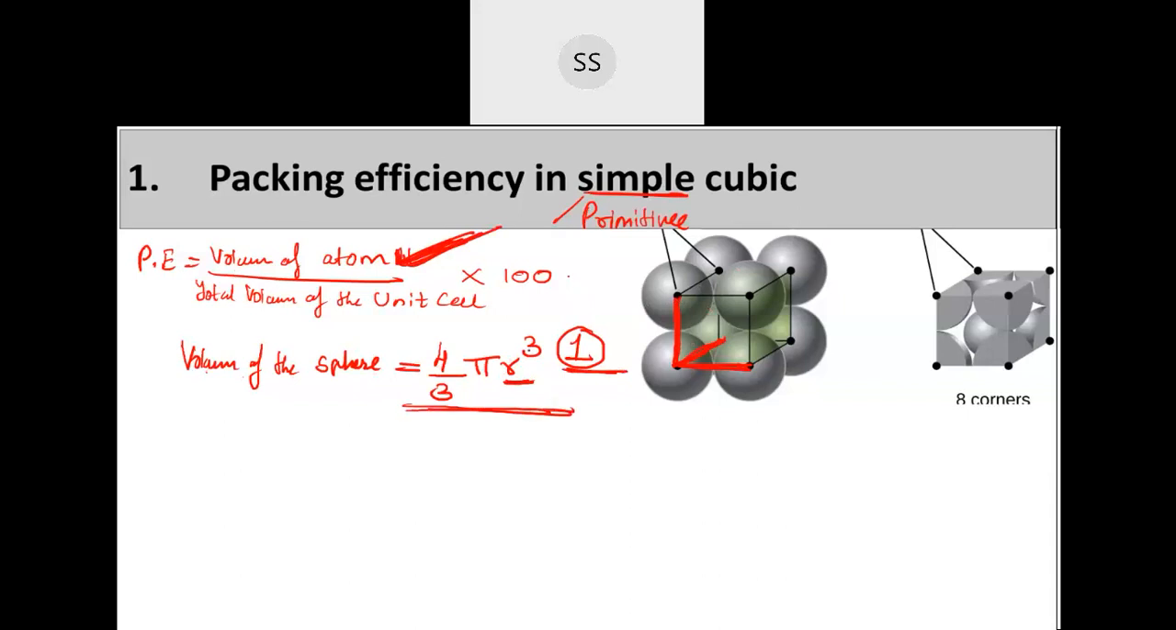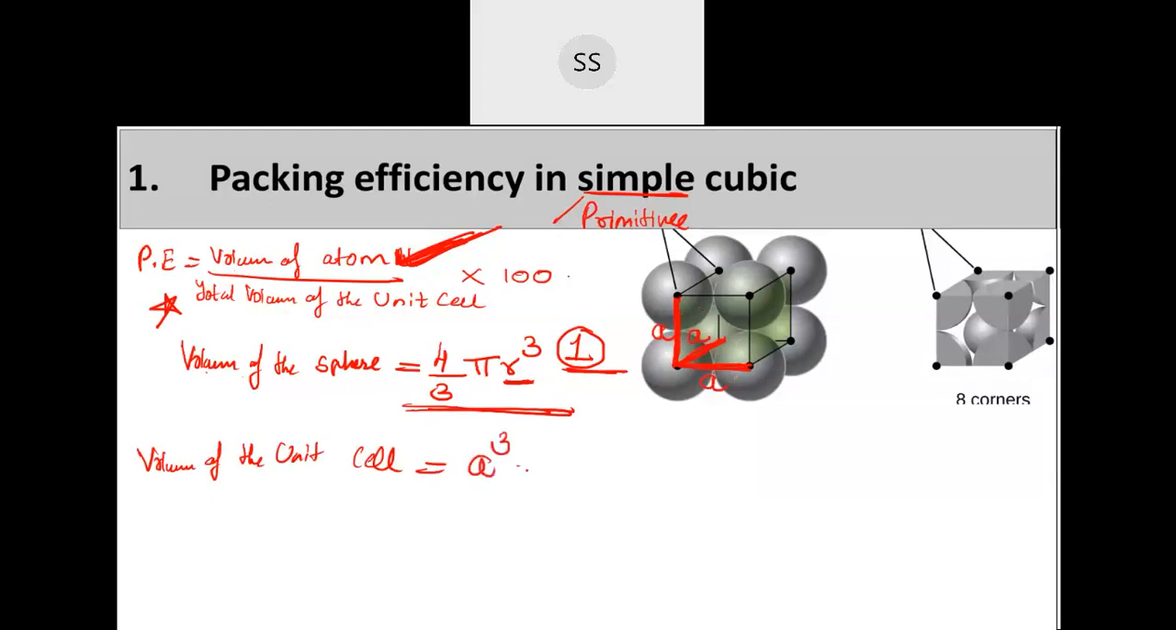Now the next thing you need to calculate is the total volume of the unit cell. This unit cell is like a cube, correct? So you are going to calculate the volume of the cube. All the sides are equal. This length I'll take as a, this is also a, and this is also a. So the volume will be a cube.